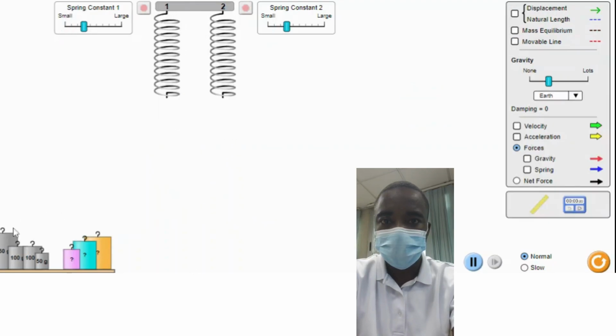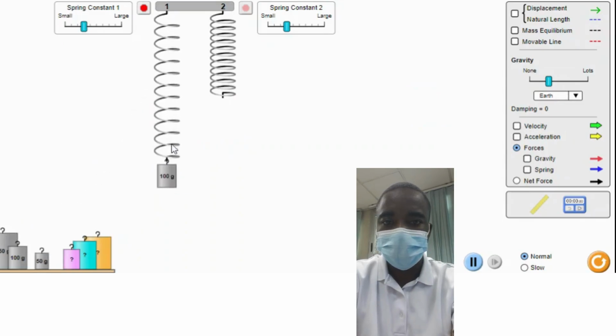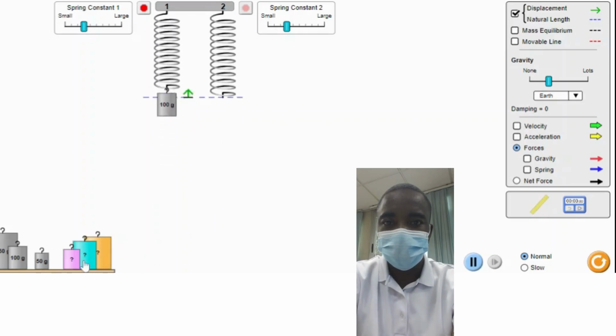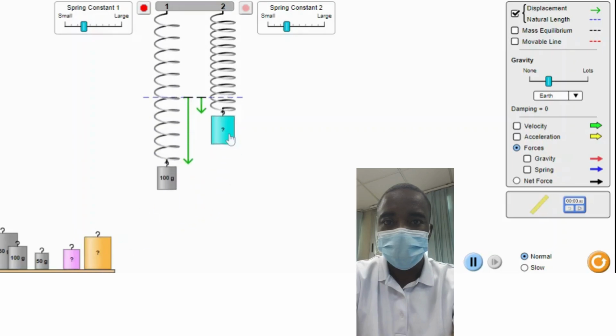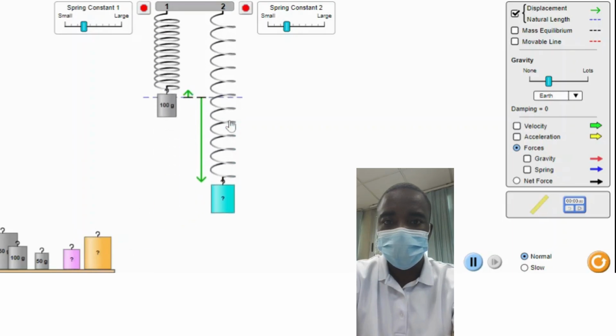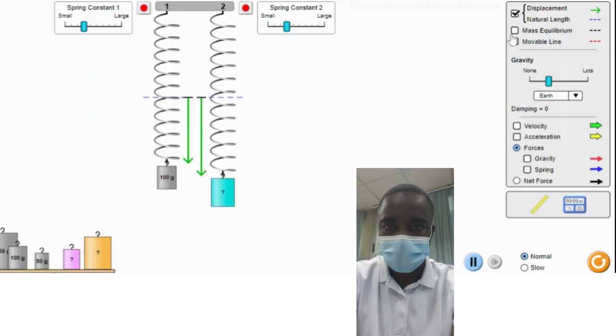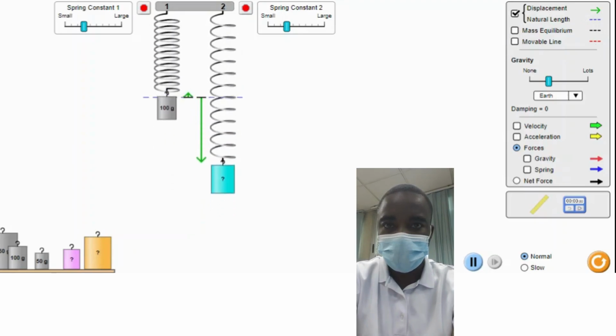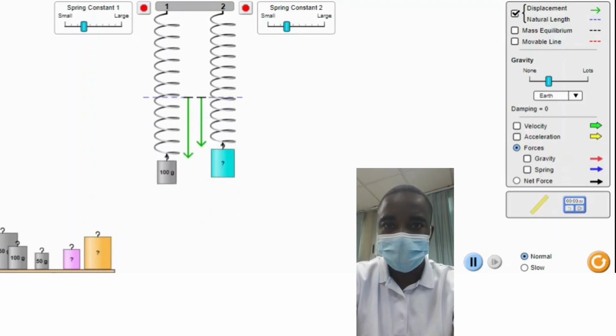The simulation allows students to view the net force or component forces acting on the mass spring system. The net force is the resultant force acting on the mass, which is the sum of the restoring force provided by the spring and the gravitational force. By observing the forces in the system, students can gain a deeper understanding of the dynamics of oscillatory motion.